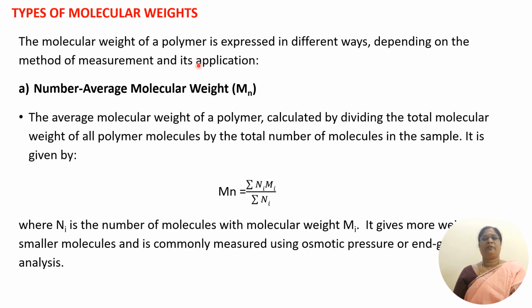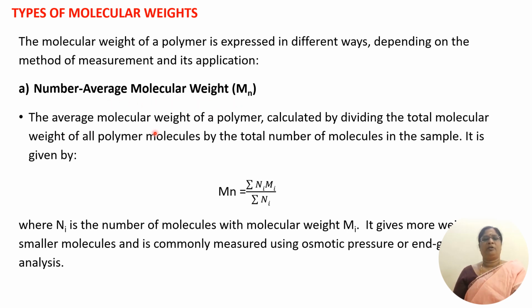The molecular weight of the polymer is expressed in different ways depending on the method of measurement and its application. The three important ways in which it is expressed are the number average molecular weight, weight average molecular weight, and viscosity average molecular weight. Let us discuss the first one, number average molecular weight.